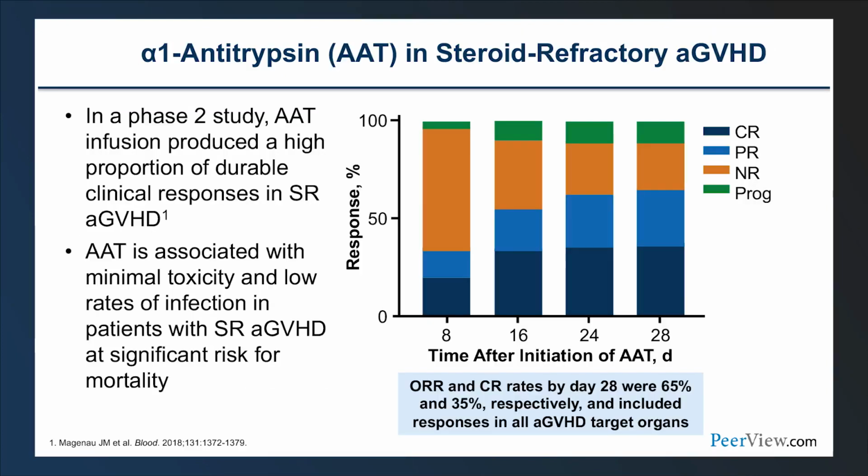I'd like to highlight one regenerative therapy that is being tested right now in clinical trials. This is alpha-1 antitrypsin. We do have some phase 2 data showing its efficacy in steroid-refractory acute GVHD. As you see here, there was a high proportion of responses in even steroid-refractory acute GVHD. Remarkable given its minimal toxicity and low rates of infection. Again, this is not an immunosuppressive type of approach.